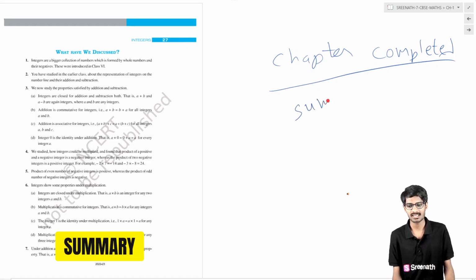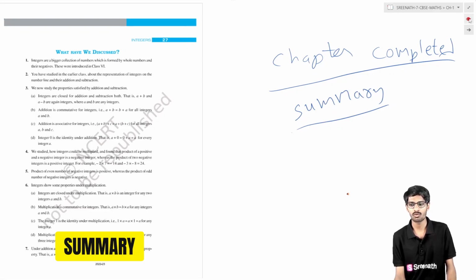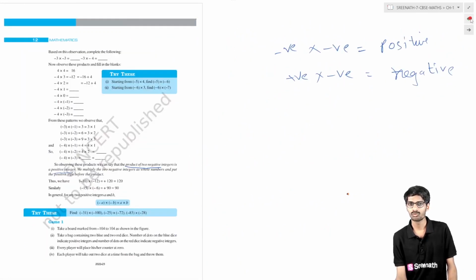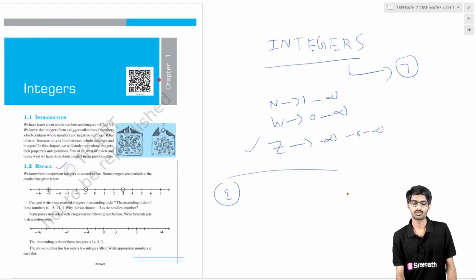Now we will have some summary. We are having a summary of the whole chapter. Okay, without wasting time, we will complete the summary also. Now what is the chapter name? That is Integers. It is having 7 topics. The first topic is nothing but the introduction.